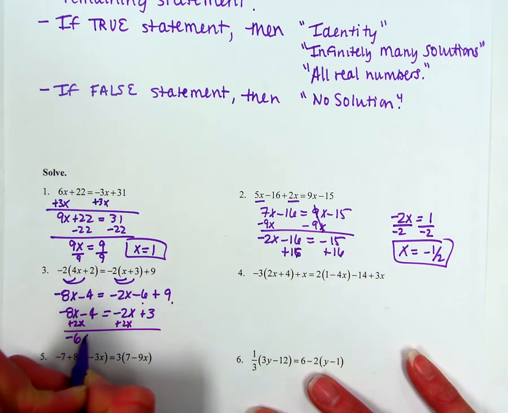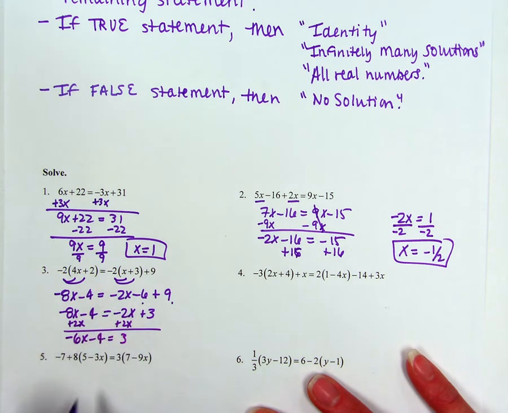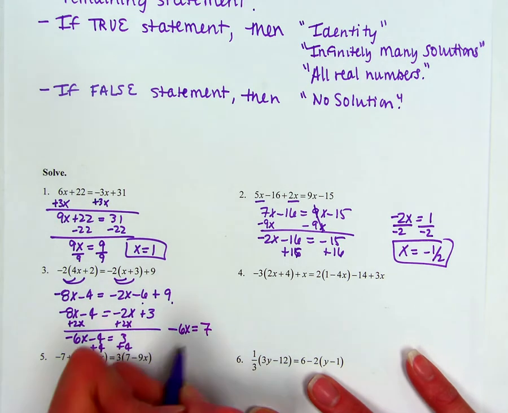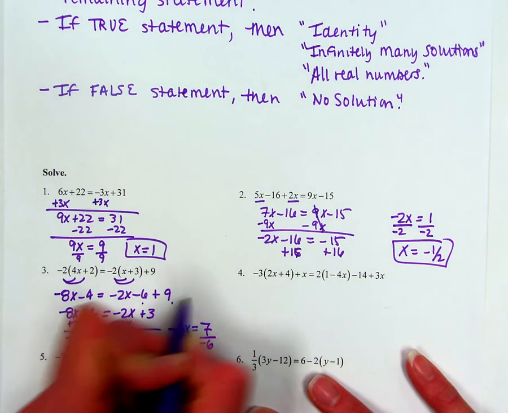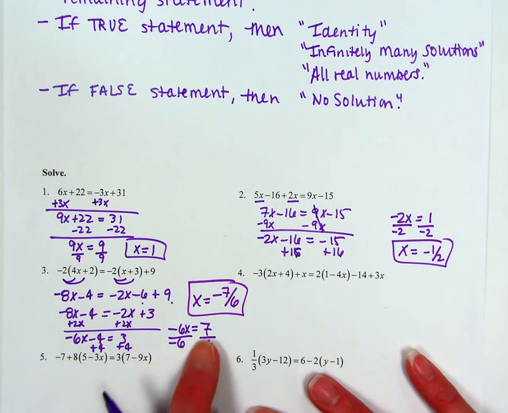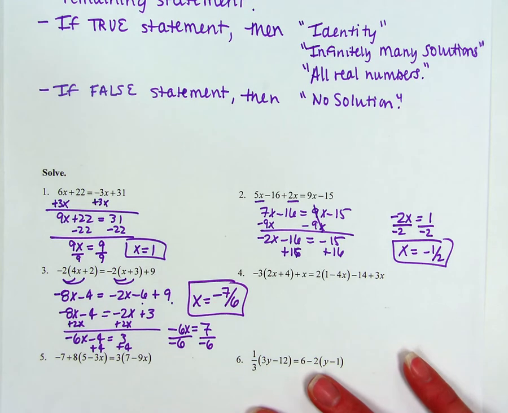So I have negative 6x minus 4 equals 3. Then I'm going to add 4, so I have negative 6x equals 7. When I divide both sides by negative 6, you get negative 7 over 6. Remember, you can put the negative sign either on the top, the bottom, or the outside. I just usually put it on the top.